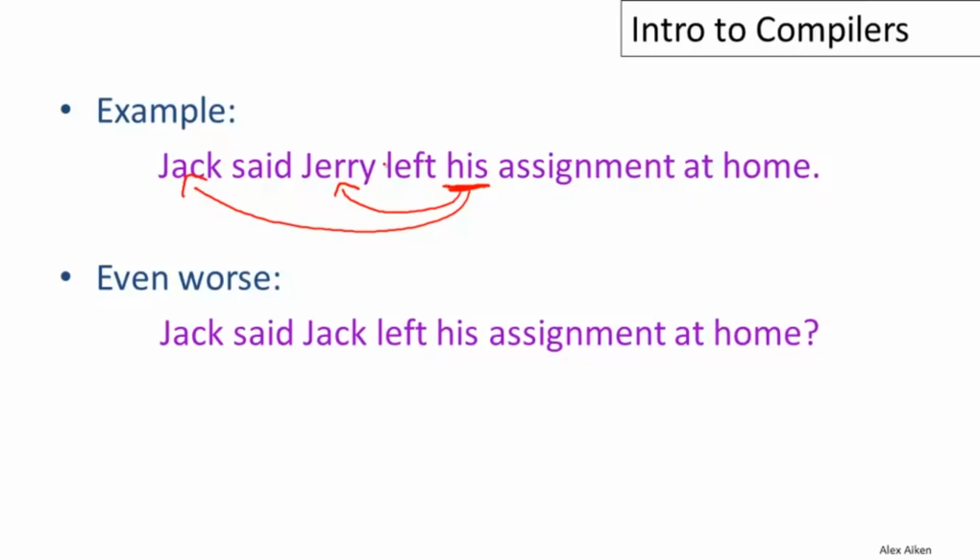And even worse, let's take a look at this sentence down here. Jack said Jack left his assignment at home. And the question is, how many people are actually involved in this sentence? It could be as many as 3. There could be 2 separate Jacks, and his could even refer to somebody completely different.